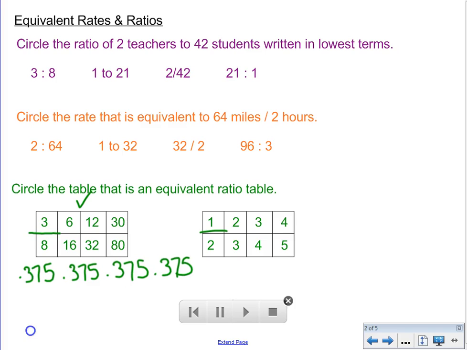1 divided by 2 would be 0.5. 2 divided by 3 would be 0.66 repeating. I can already tell that this table is not equivalent, but I'm going to keep going. 3 divided by 4 is 0.75, and 4 divided by 5 would be 0.8. This table is not an equivalent ratio table.